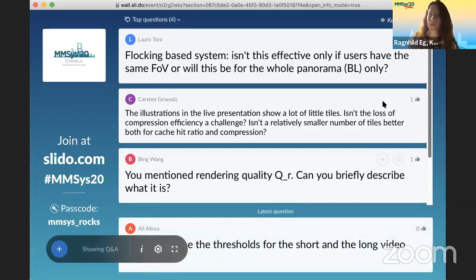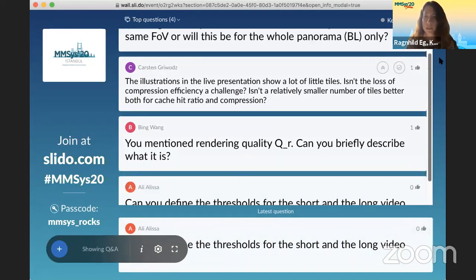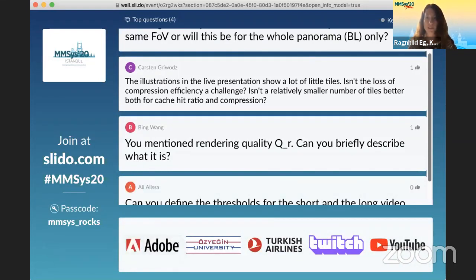Great, thank you. We do have 3 final questions, and I don't know if you have time, but let's see how far we get. So there's a question on tiles and the loss of compression efficiency and whether that's a challenge.